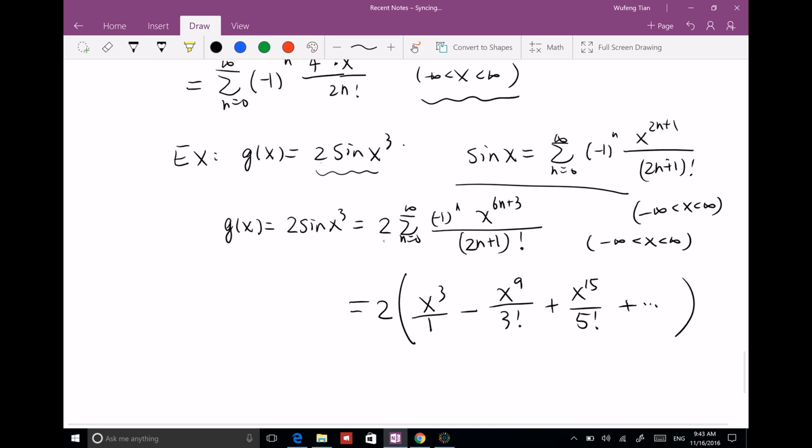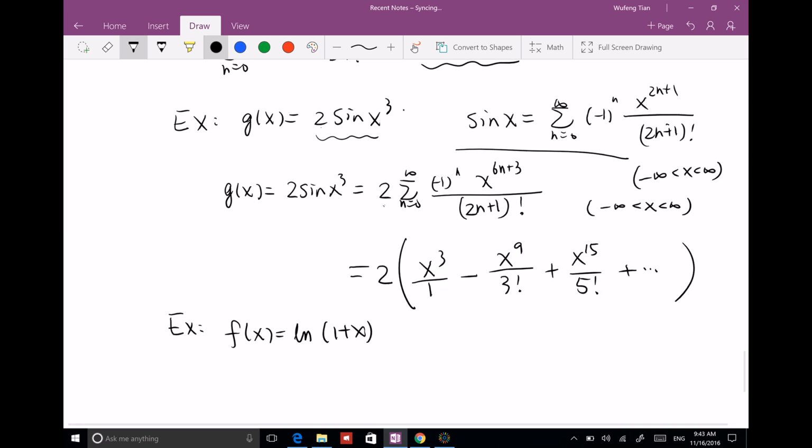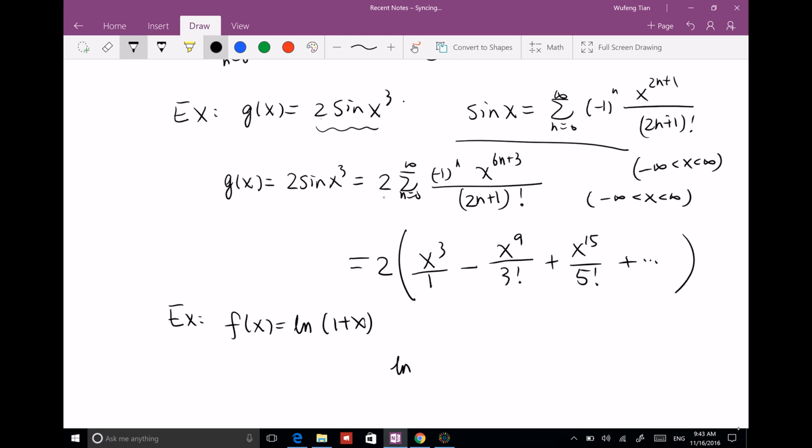More examples on this one. Example: f(x) equals ln(1 plus x), given the function ln x equals the sum from n equals 1 to infinity of negative 1 to the power n, (x minus 1) to the power n over n. The radius is 0 less than x less than or equal to 2.